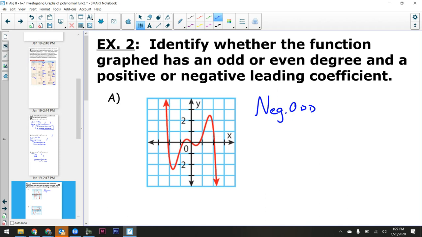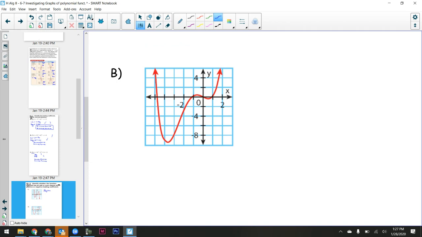Do I see any bouncing or bending through? I don't see any bouncing or bending through. It looks like these all go straight through. And I see 1, 2, 3, 4 changes in direction, which would mean that's a quintic, if that's a degree 5. Right now we're only concerned about positive, negative, even, odd. First one: positive, even. Does that make sense?